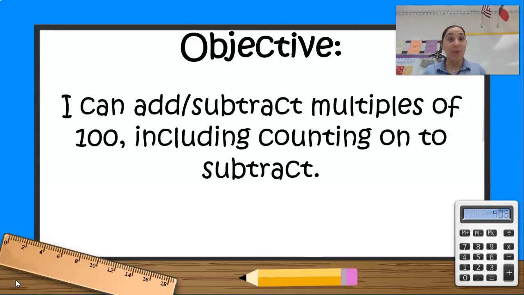Now remember, you've been practicing the arrow and the number bond. You should already have it memorized. So what's our objective for today? What do we need to learn by the end of the lesson today? Well, you need to learn that you're able to add and subtract multiples of 100, including counting to subtract, boys and girls.